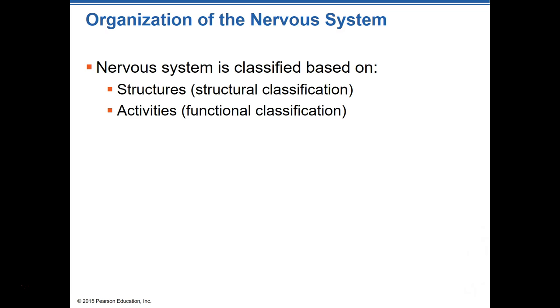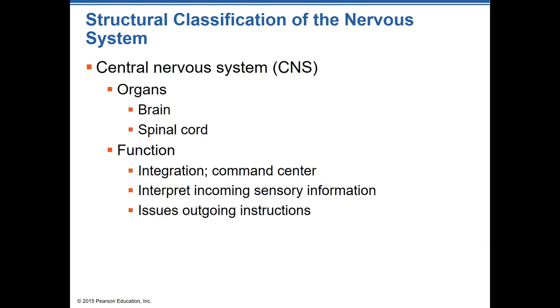Of course, like every other part of the body, every other organ system in the body, the nervous system is classified based on structures and activities. So the structure of what it is, what it's shaped like, as well as what it does. So that's how the nervous system is classified, based upon either its structure or what it does. Either or, sometimes both. So the first thing that we'll look at is the structural classification.